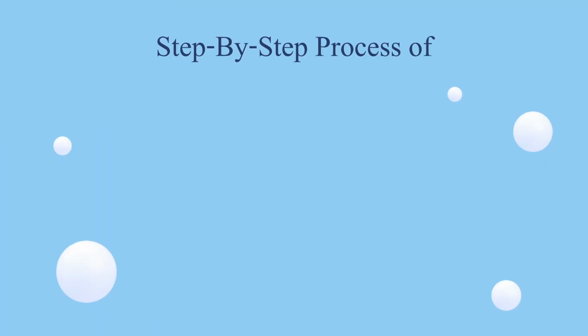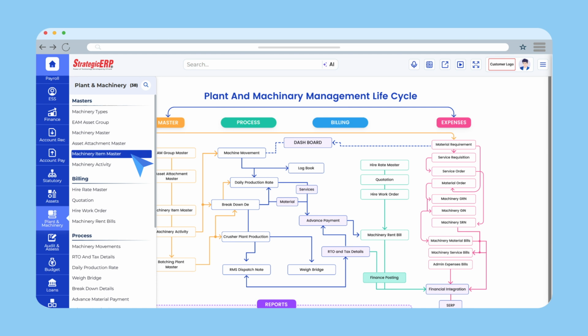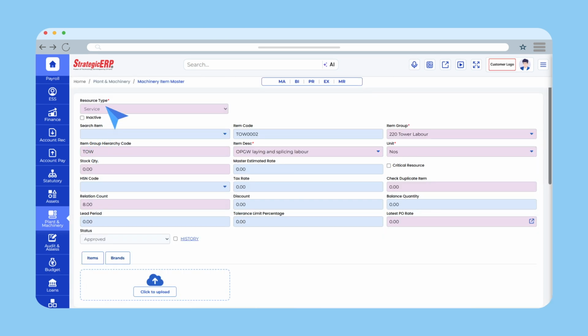Let us understand the step-by-step process of using Machinery Item Master and Activity in StrategicERP. Navigate to the Machinery Item Master form under the Plant and Machinery module. Select the resource type and item group.